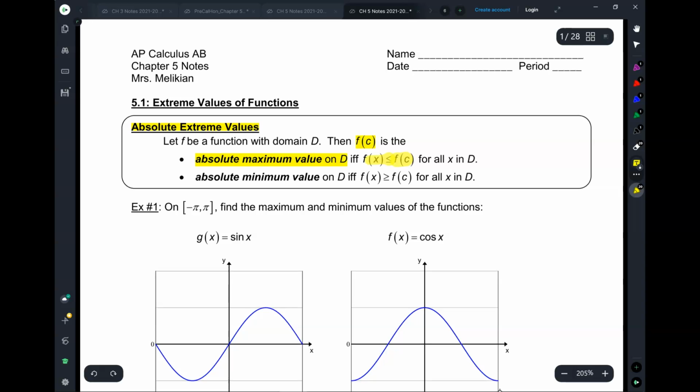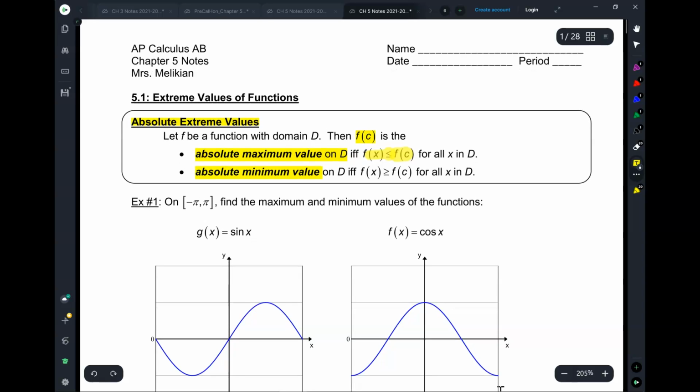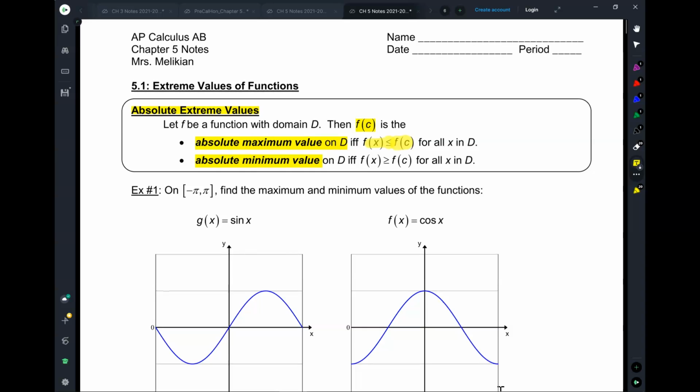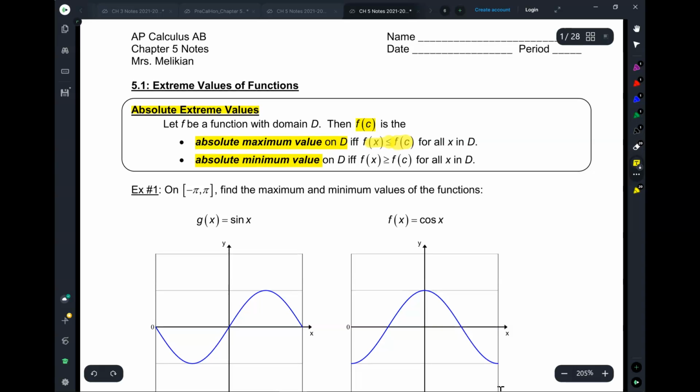And then how do we define absolute minimum? Something is defined to be an absolute minimum value, value meaning the y coordinate, right? If f of c is less than or equal to all of the other y values in that interval, okay?